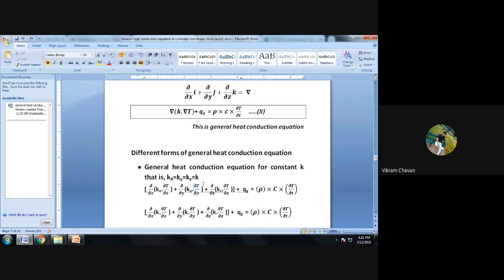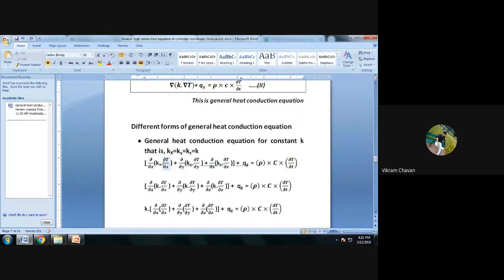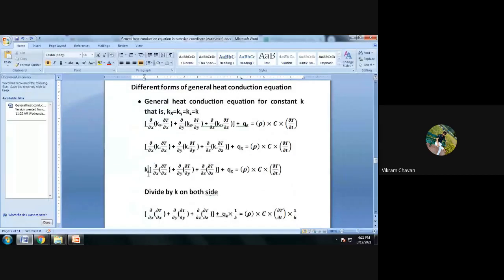Once we introduce this constant k, it will be taken out of the bracket. So instead of k suffix x, k suffix y, k suffix z, we are putting only k everywhere. We have taken k outside the bracket because it is a constant now. It is not varying. Once taken outside the bracket, we have further divided by k throughout the equation.